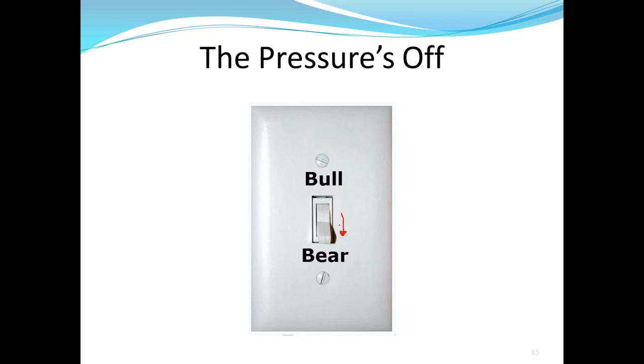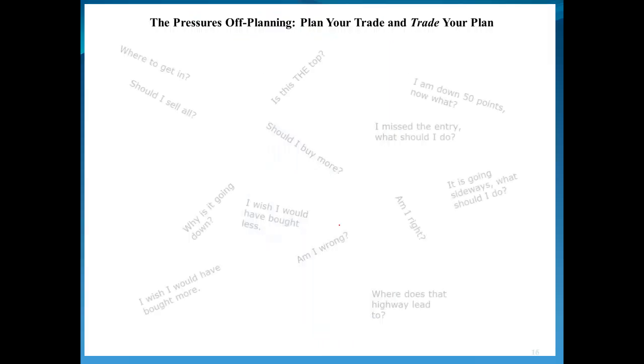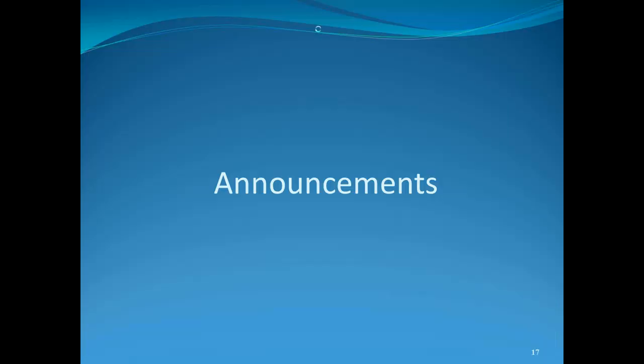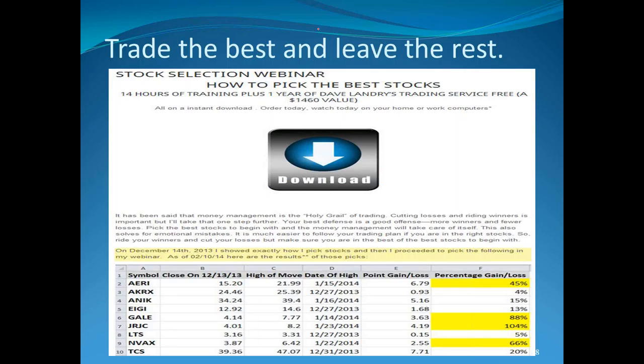And again, the pressure's off, okay? It sure looks like this switch could be flipped, but let's not focus on the fact that it's a bull market or a bear market. Let's just focus on things on a setup-by-setup basis until the overall market becomes a little bit more obvious. And as I've been beating the dead horse all year, once you find the best of the best stocks, then plan your trade and trade your plan. I know it's cliche, but I bet that quite a few of you here don't actually plan your trade ahead of time, okay?